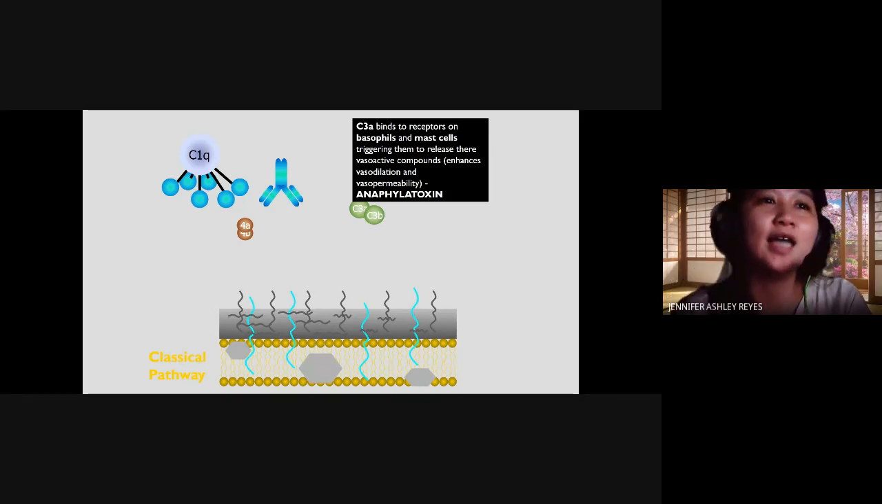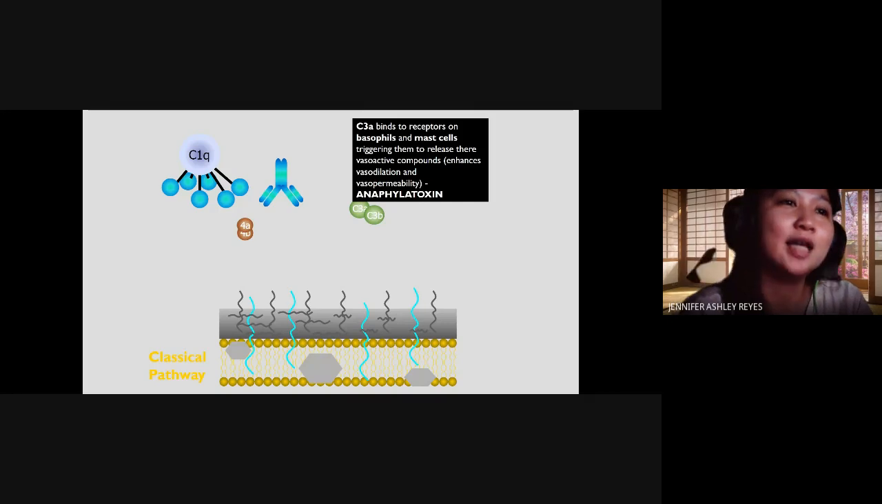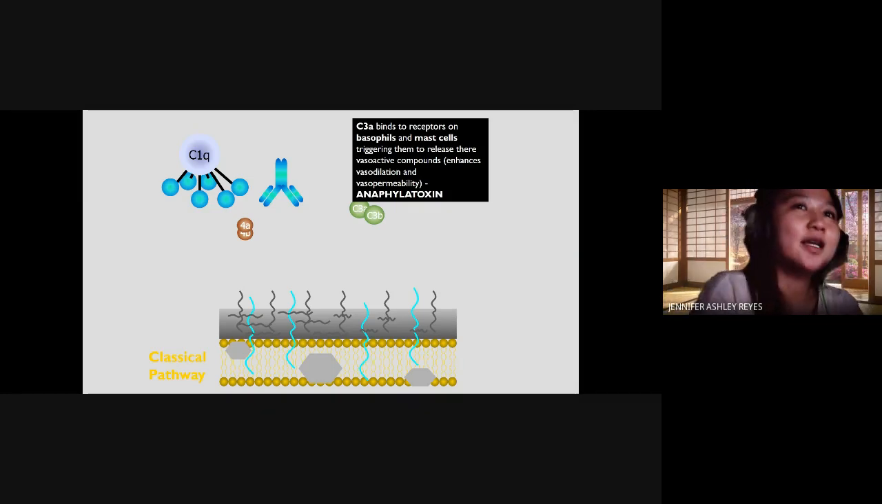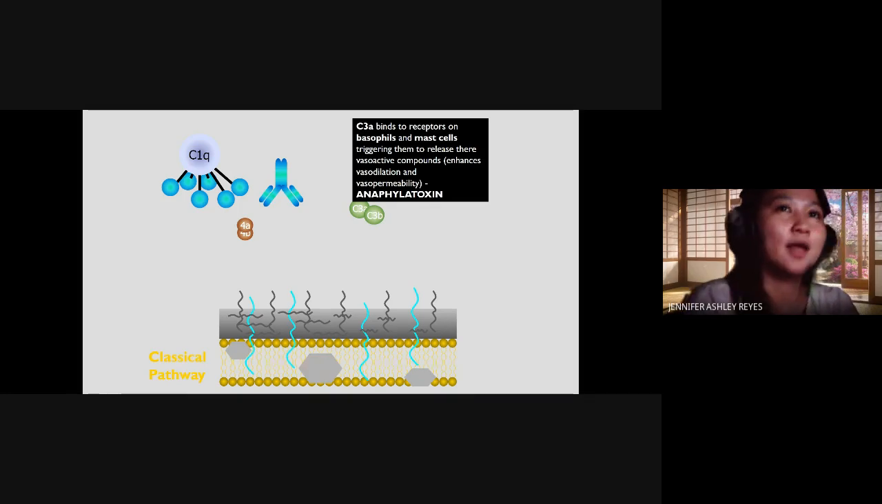So, ang nangyayari, as a side bit, yung C3a, di ba hindi man natin yung ginamit? Ang ginamit natin for the complement pathway is si C3b. So, si C3a will trigger the release of granules by basophil and mast cells, which will help further vasodilation and vasopermeability. So, ang tawag natin doon, anaphylatoxin.